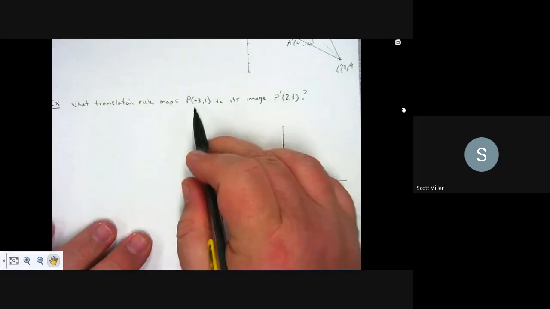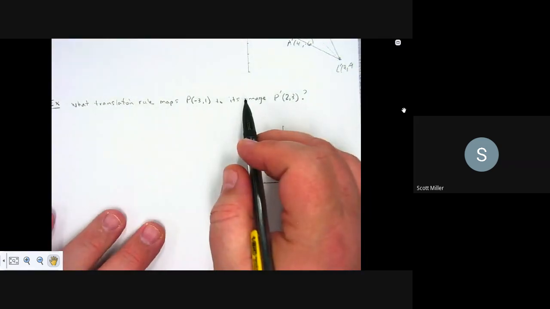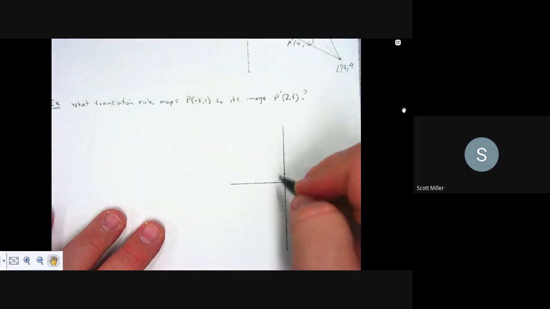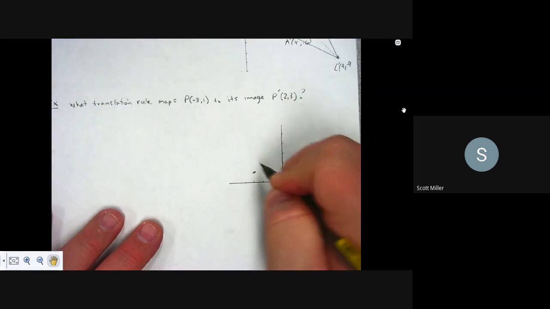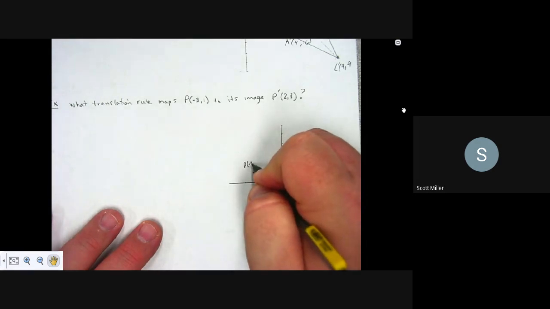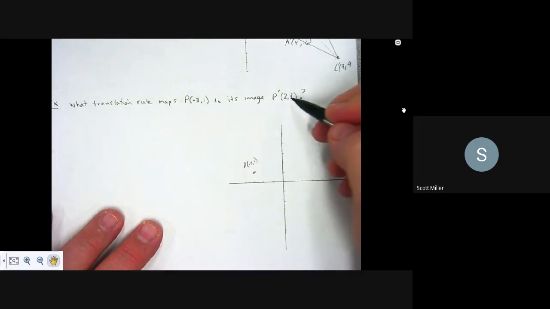So you start off by graphing each of these points. Okay, find -3 and 1. So that's P, -3, 1. And then graph 2, 3.